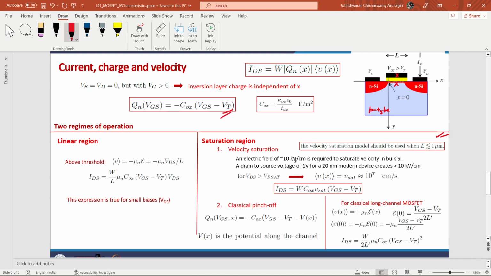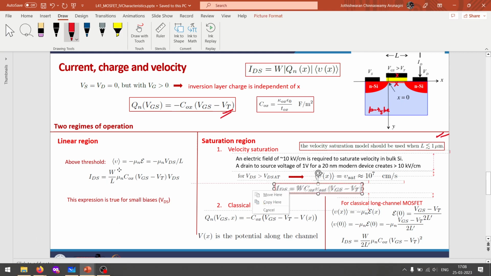There is the notion of velocity saturation, which I have briefly discussed earlier. For very high electric fields in a long channel device, the velocity of the electrons in the channel saturates. So, in that case, we will have this kind of an IDS where instead of having a linear dependence on VDS, IDS no longer depends on VDS because we have reached the saturation point. So IDS becomes roughly a constant.